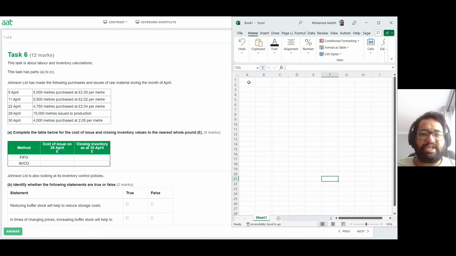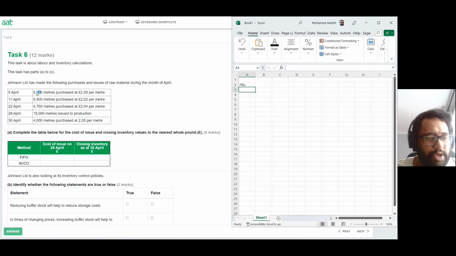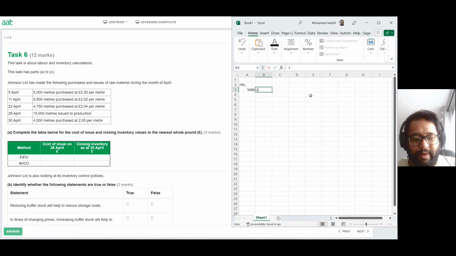So the first scenario they're saying about is FIFO. So here, I'm going to say FIFO. So when you're going to issue goods out, we have to remember we need to give out 15,000 meters into production. So we have to take from the top here and then work our way down. So here, I need to use all of these 5,000 units. So if they are £2 per unit, the cost is going to be equal to this multiplied by that. Okay, so here I've done it on a spreadsheet.